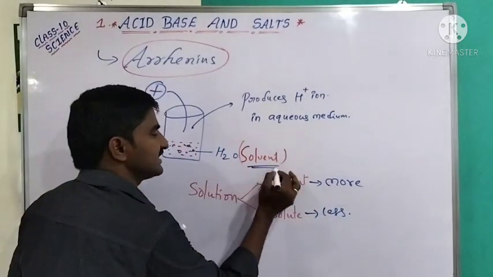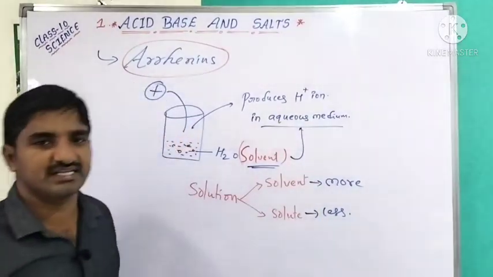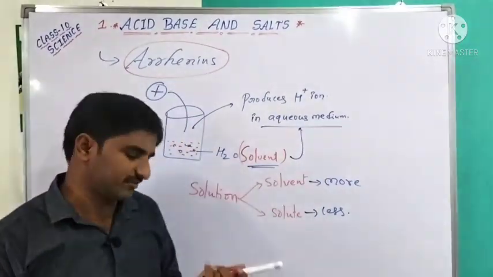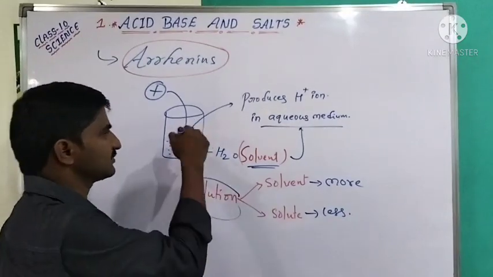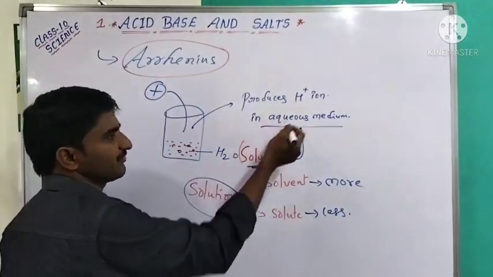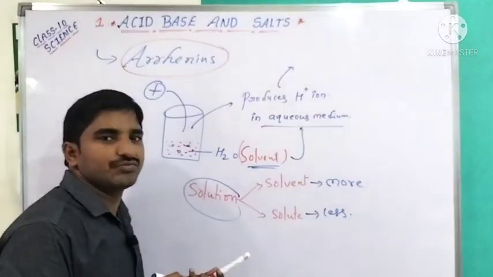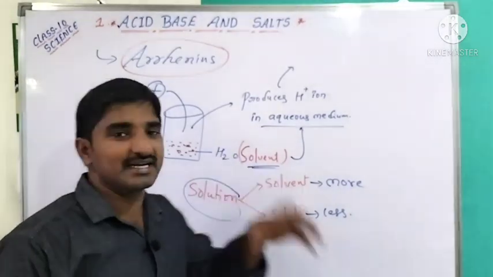Here the solvent is water, that is called aqueous media. Whenever you take water as the solvent, that is called aqueous media. So these are called solutions. So whenever water is dissolving X to produce H plus ions, that is called an acid according to the scientist Arrhenius. So the final definition I told you is the 10th standard definition.